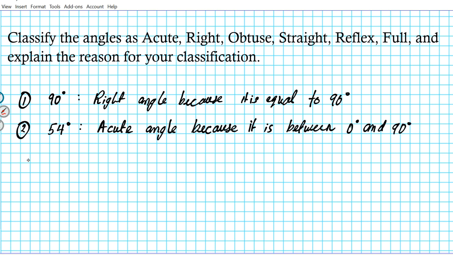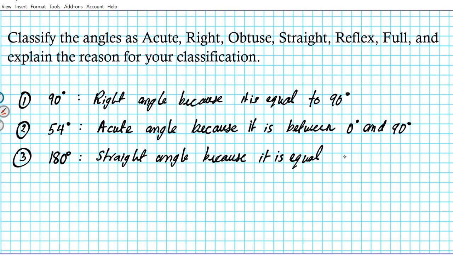All right, moving right along. Number 3, what if we have 180 degrees? What kind of angle is this? You notice if you double your right angle, 90 times 2, you get 180, right? So if you have 2 right angles, guess what? You end up with a straight angle. All right. How do we know it's a straight angle? It's a straight angle because it is equal to 180 degrees. So all angles that are equal to 180 degrees are straight angles.